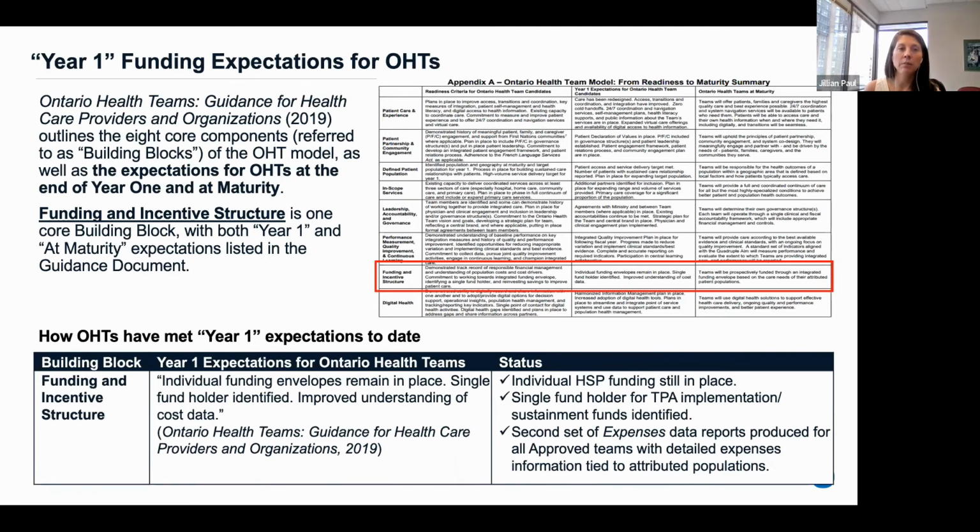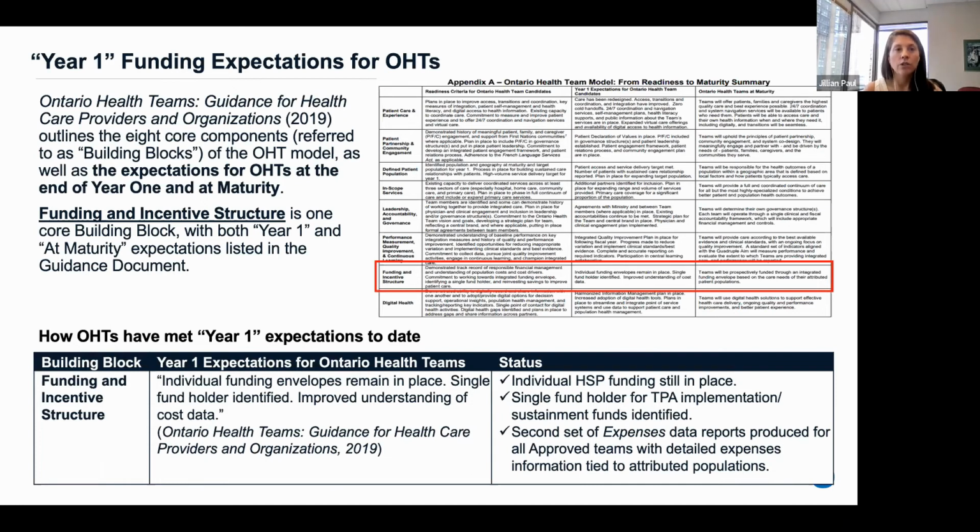And what this table showed at the time was what we were considering to be the readiness expectations or the readiness criteria for each of those building blocks, as well as year 1 expectations, so where we wanted teams to get to, and then what our end state vision of Ontario Health Teams should be at maturity.